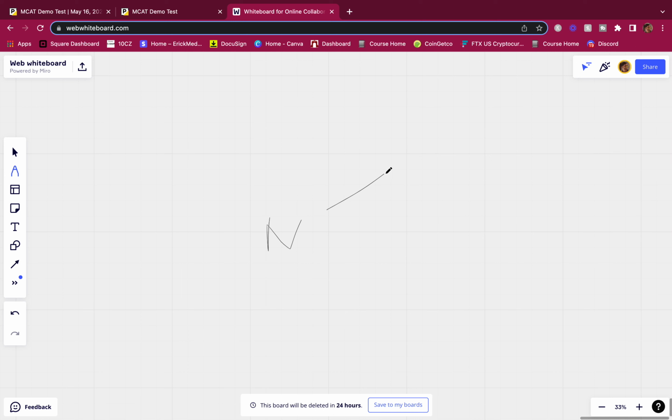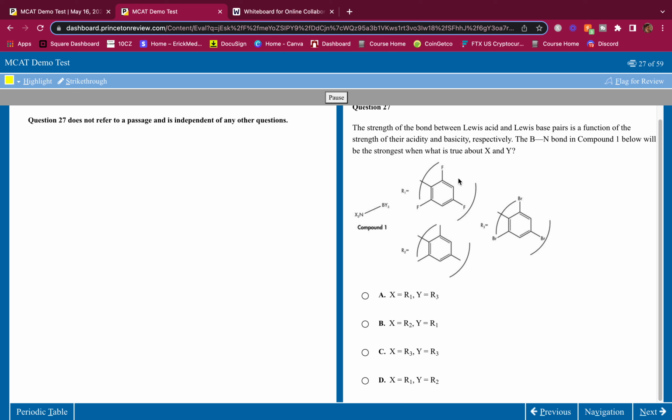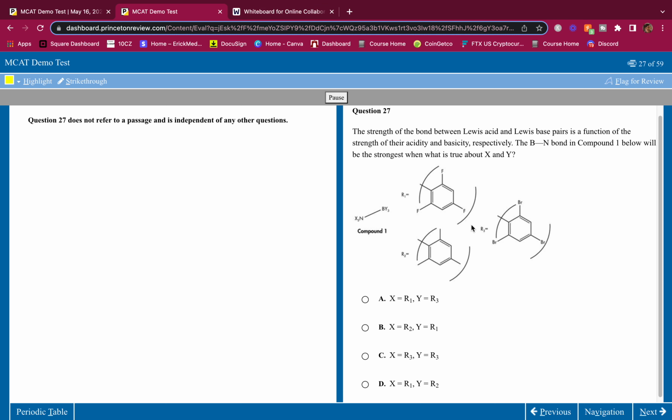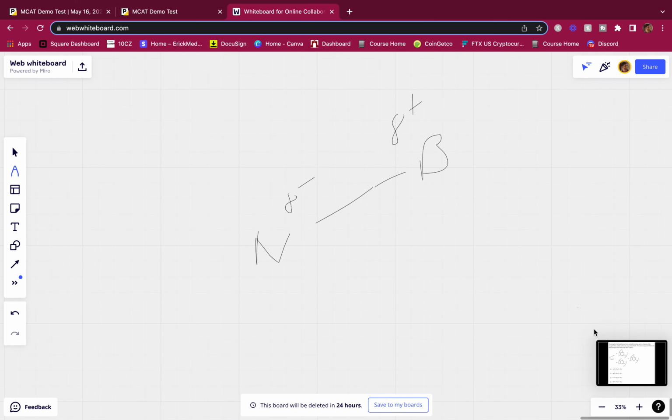All right, so this is what we have. We have a nitrogen, then we have a boron. My goal is to make this nitrogen as partially electronegative as possible and make this boron partially positive as possible. So what groups do we add to do that? Okay, we're going to add this R2 group to this nitrogen. Okay, we wouldn't add the fluorines and bromines because it would cancel out the electronegativity. All right, so I'm going to screenshot this to show you guys because I know everyone's a visual learner here.